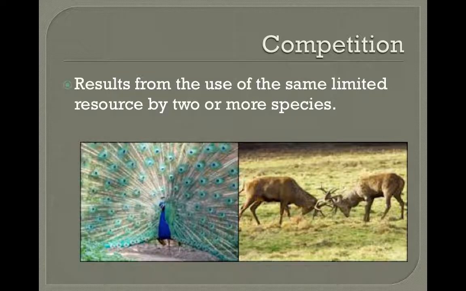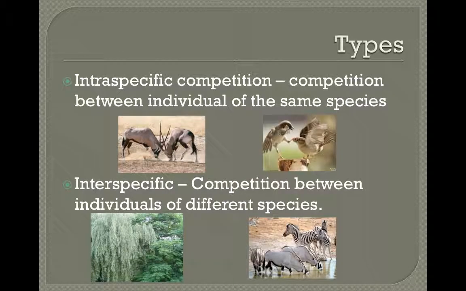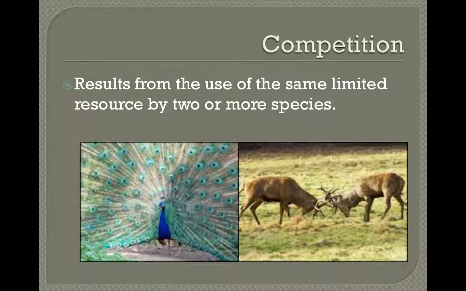Consider trees in a dense forest competing for sunlight, or leopards and lions both competing for the same food source. Competition is so prevalent that it is split into two types, but first, let's get an overall definition.